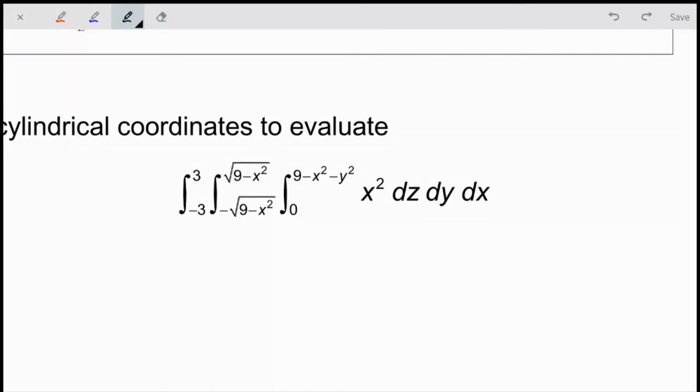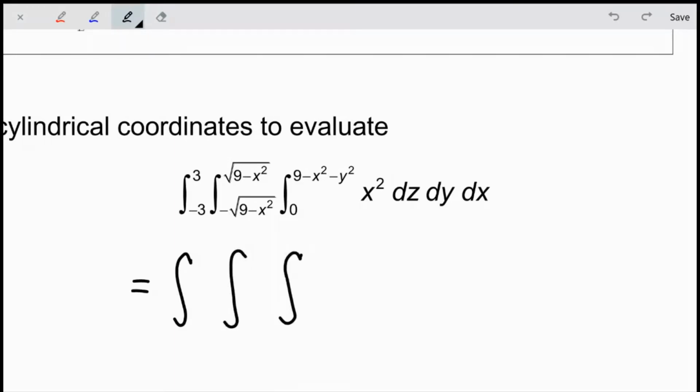And then same thing for the x limits of integration. I can see that I'm looking from one side of the circle to the other. So if you can interpret what's happening geometrically, it makes it pretty easy to convert these things over. So I'm going to rewrite this as a triple integral in cylindrical coordinates.